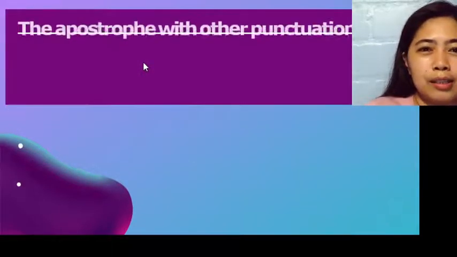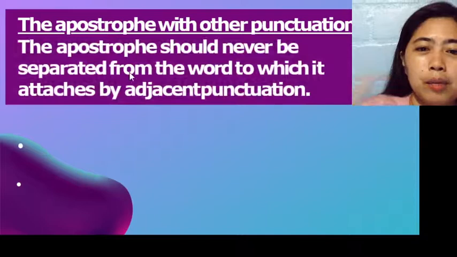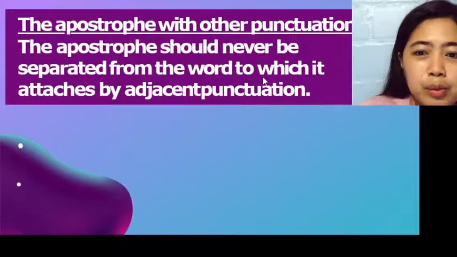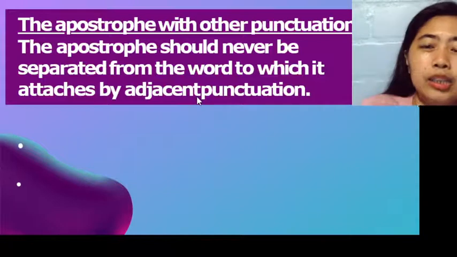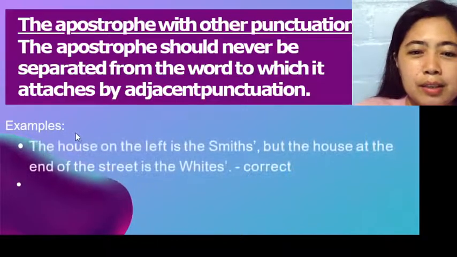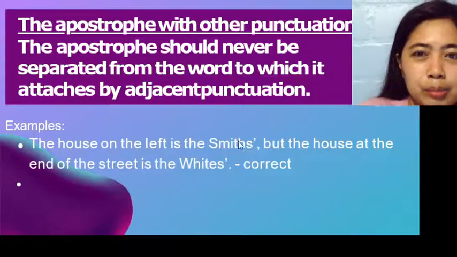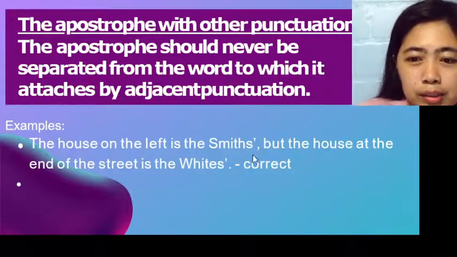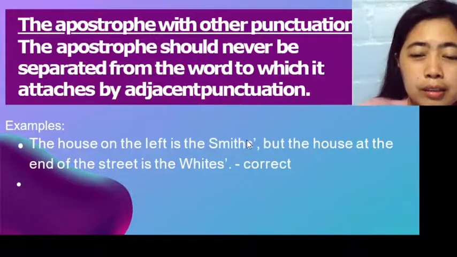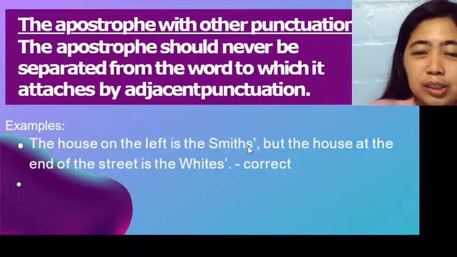Okay, we have here another rule for the possessive apostrophe: the apostrophe with other punctuation. The apostrophe should never be separated from the word to which it attaches by adjacent punctuation. So remember, the house on the left is the Smiths', so it's the Smiths family. It's plural form, so we have to consider this part. When we have the comma, the apostrophe is connected to the Smiths, as it's the possessive, so we don't need to separate them.